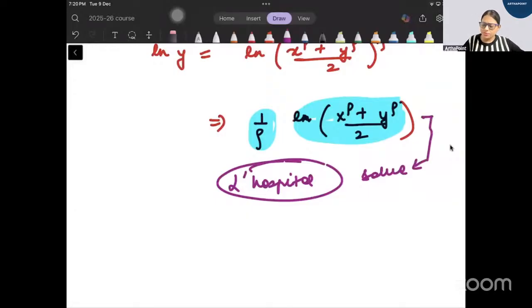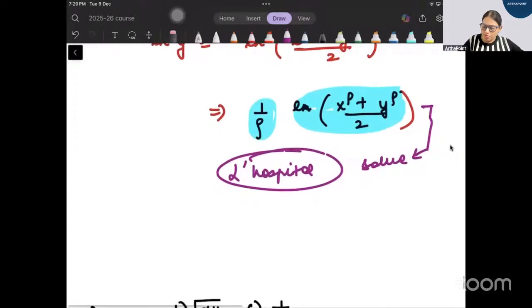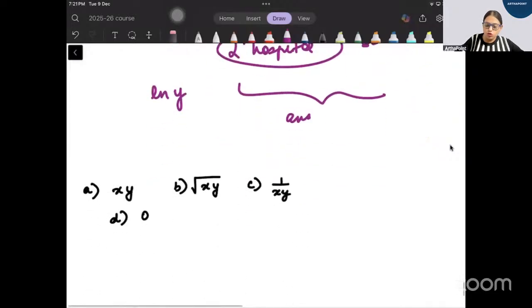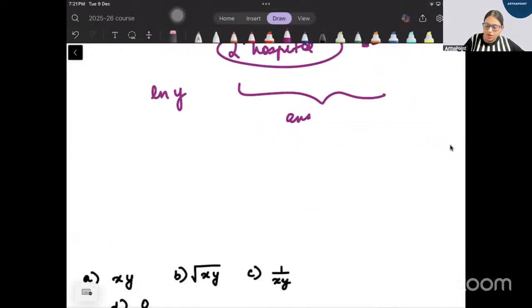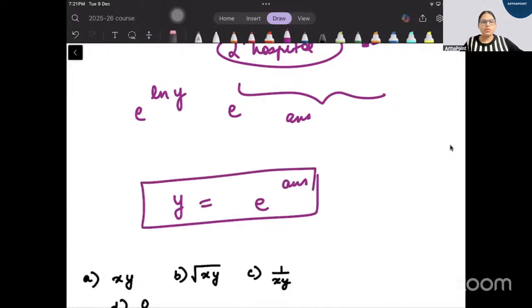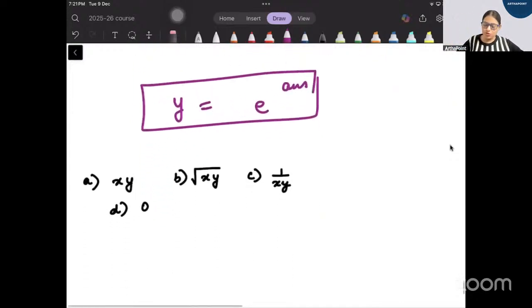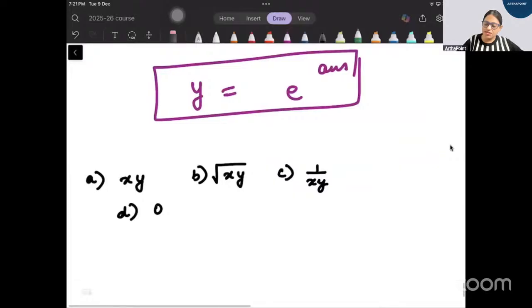ठीक है? And then जो भी यहाँ पे आंसर आएगा, that will be ln y. तो y निकालने के लिए you will take it to the exponential power. So y will be e to the power whatever answer you get here. But पूरा solve करोगे, you will notice that the answer is actually coming out to be geometric mean. So it's a property. And just remembering this property will be a good thing to be done.